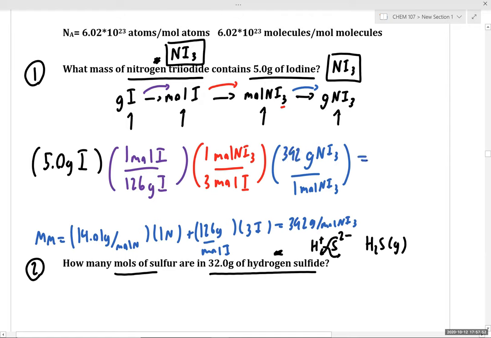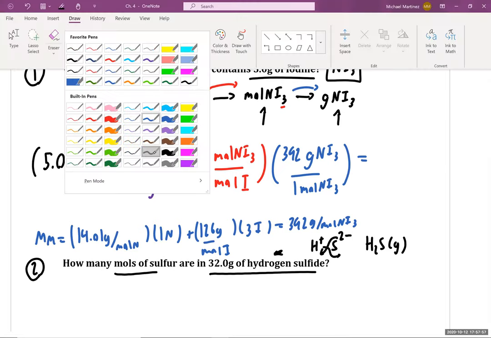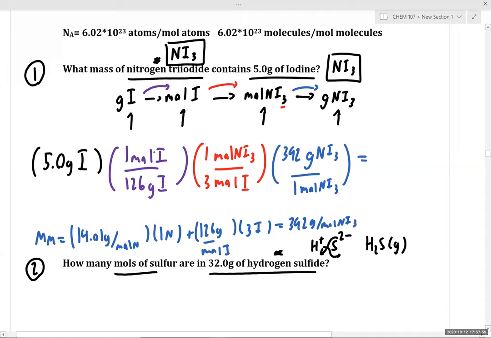Okay, now that we have all of our conversion factors filled in, all we have to do is just execute. So we take 5.0 over 126 divided by 3 times 392. That in turn gives us 5.185 grams of nitrogen triiodide that we round to 2 sig figs, which is 5.2 grams of nitrogen triiodide. Does this make sense to everyone?